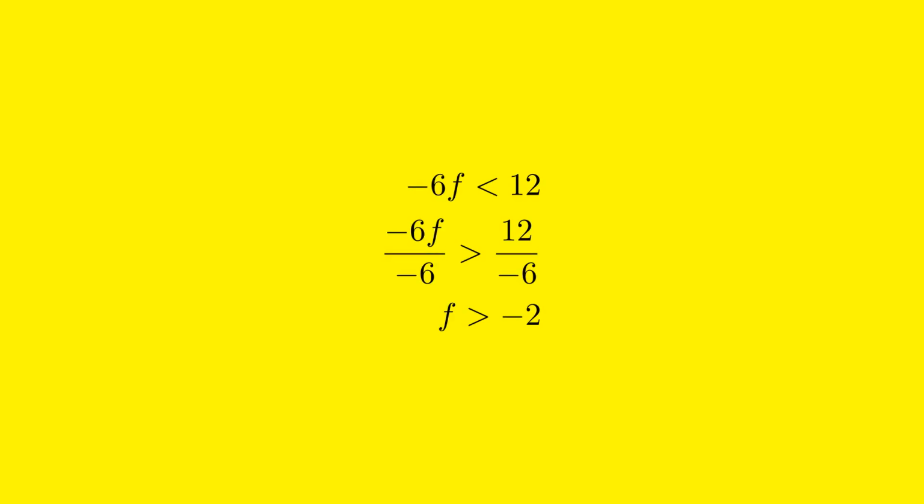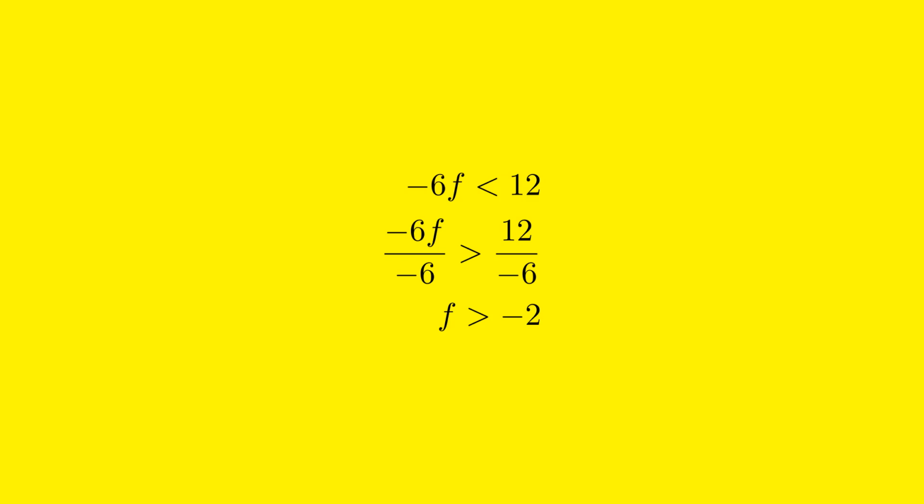In step 2, we take the inequality -6f < 12. We need to isolate f completely. That means we need to get f by itself on one side of the inequality. To do this, we need to divide both sides of the inequality by -6, which is the coefficient of f. Remember, whenever we divide or multiply both sides of an inequality by a negative number, we must reverse the direction of the inequality to maintain its true relationship.